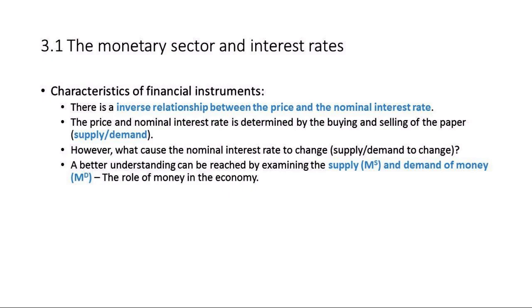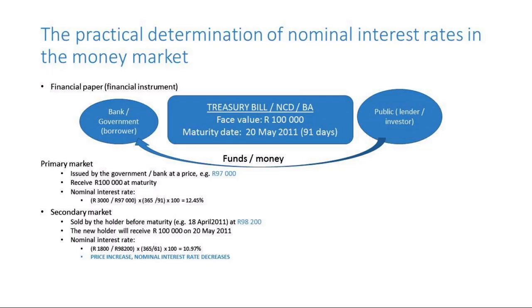So if the price is high, the nominal interest rate is low, and the other way around. Now, what causes this interest rate to change? It's basically supply and demand for the underlying asset, the value paper. And we'll talk a lot more about this supply and demand for either money, cash, or for financial paper throughout this chapter. Now, there's a little example from the textbook that I can quickly talk you through.